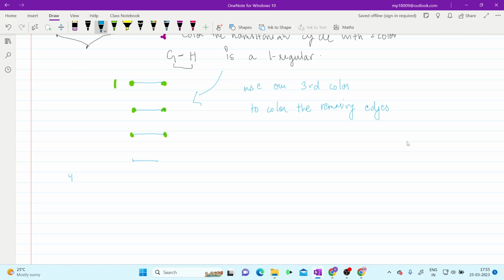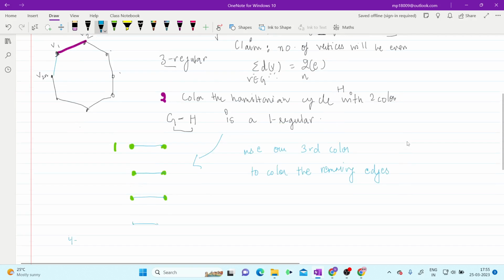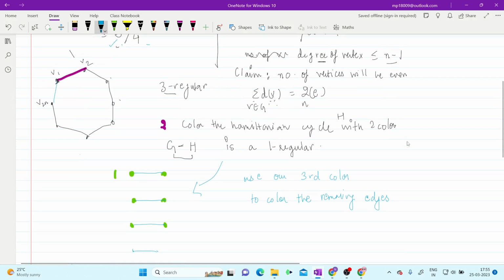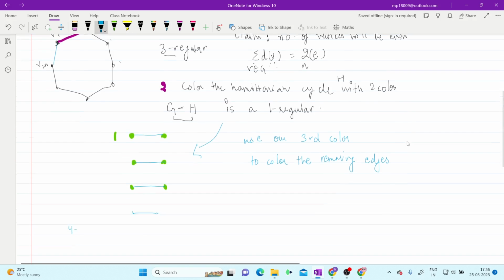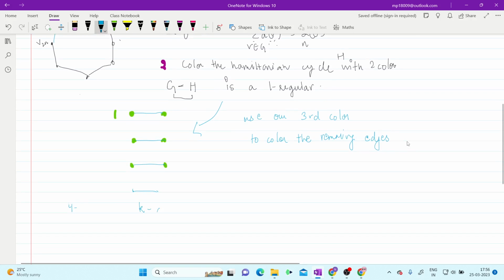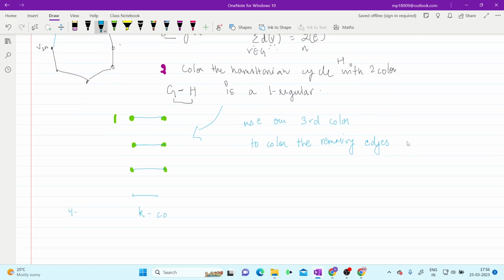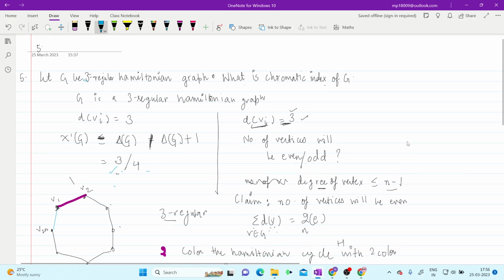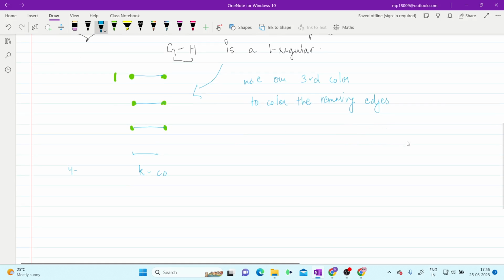We were able to do this because it was 3-regular. First we used our 2 colors to color the Hamiltonian cycle. But when we remove this Hamiltonian cycle, suppose we have k colors, first of all if this k is not odd, suppose even if we want to generalize it first for k odd, okay, I'll come back to generalization.